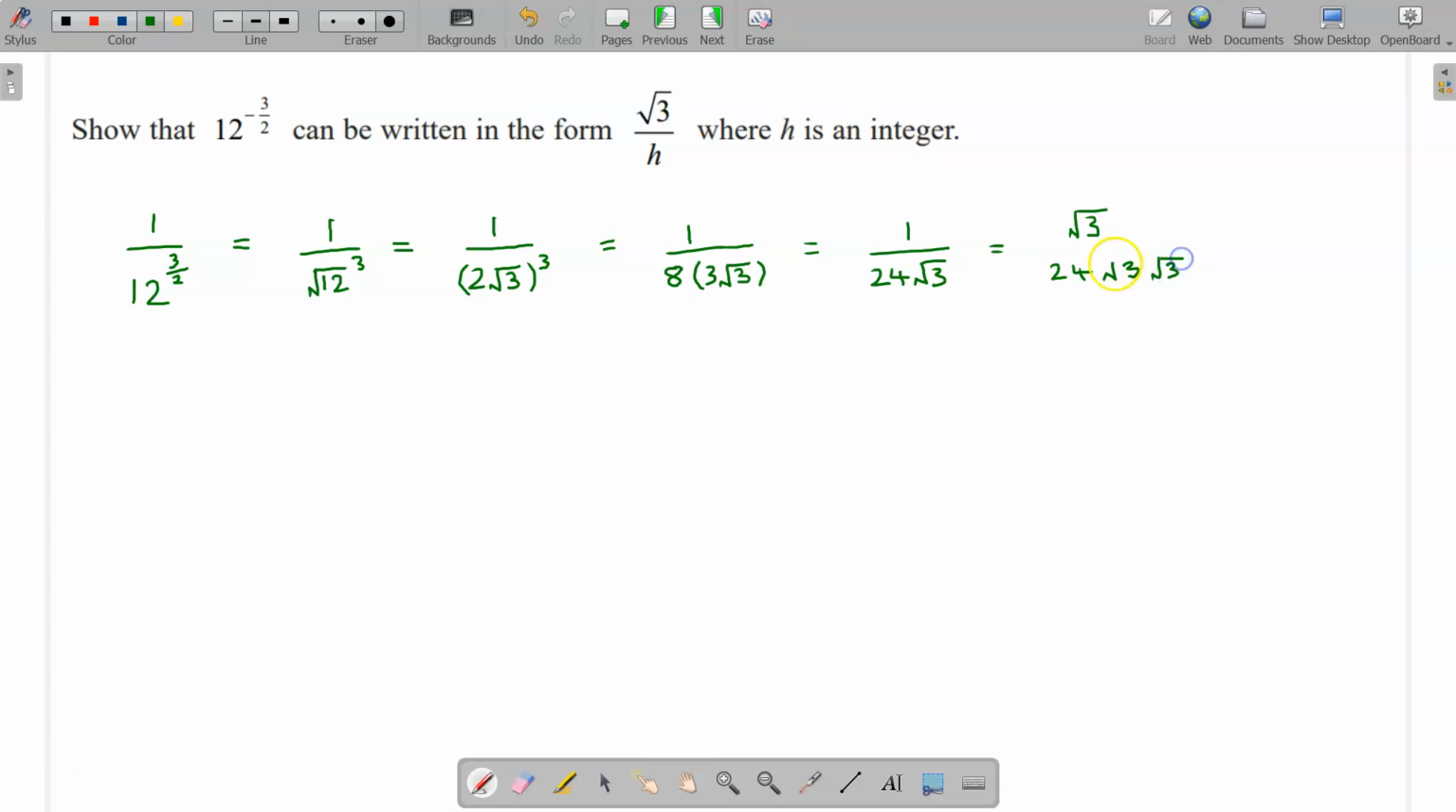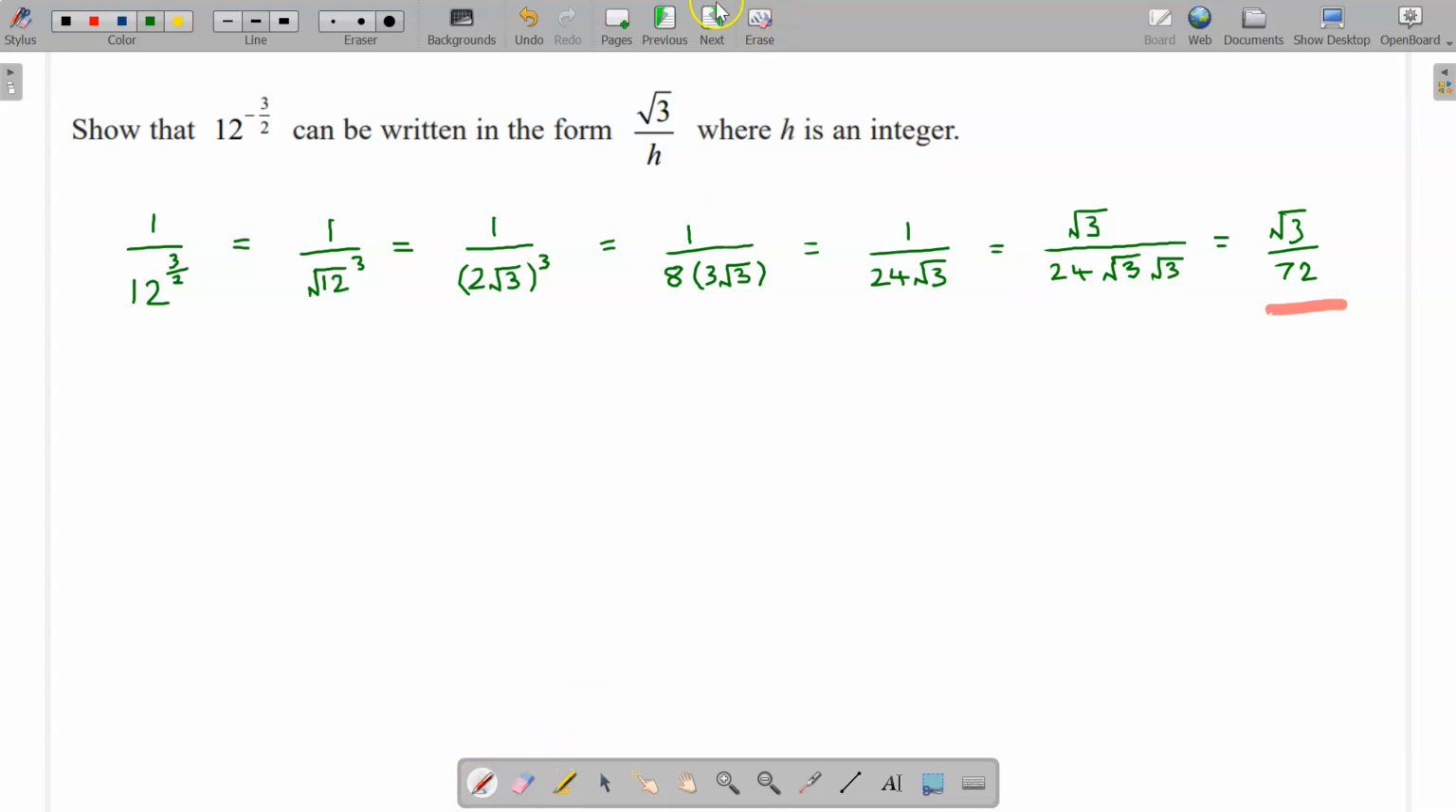Lots of steps. I'm deliberately doing that because I want you to see that it needs to be properly constructed. Of course root 3 times root 3 is 3, so that's actually the same as root 3 over 3 times 24, which is root 3 over 72, which is the correct answer. H is the number 72. Okay, but you need to put all of those steps in. There are other ways you could do it similar, but it would still involve quite a few steps.